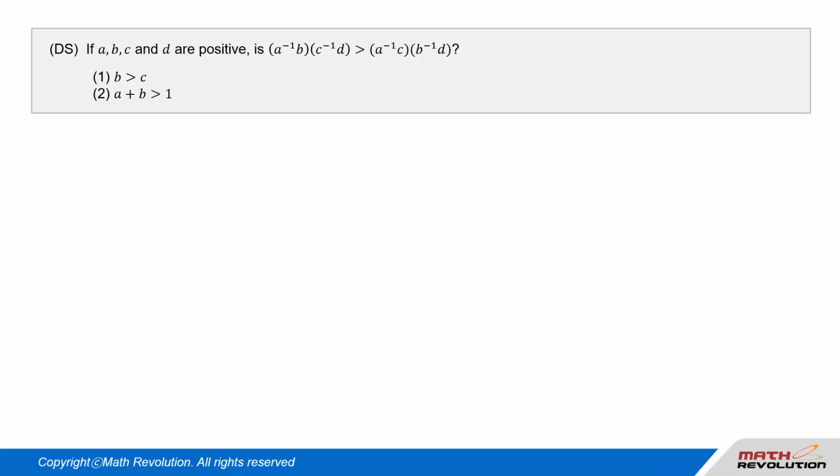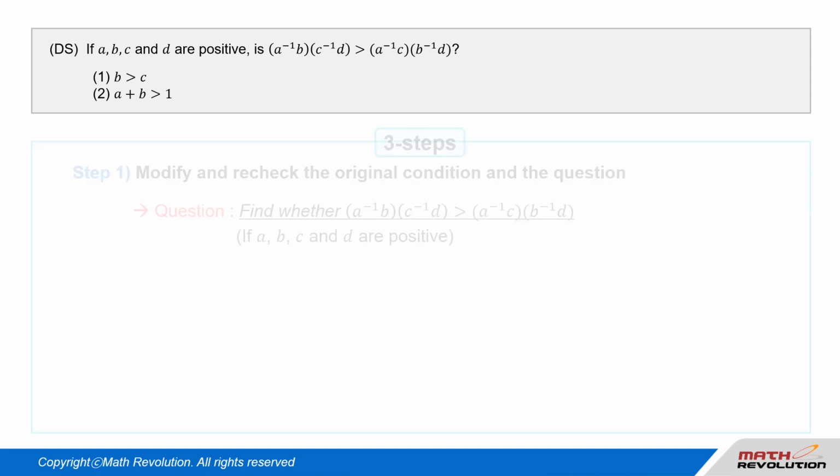Question. DS. If a, b, c, and d are positive, is (a to the power of -1 times b) times (c to the power of -1 times d) greater than (a to the power of -1 times c) times (b to the power of -1 times d)? Condition 1. B is greater than c. Condition 2. A plus b is greater than 1.